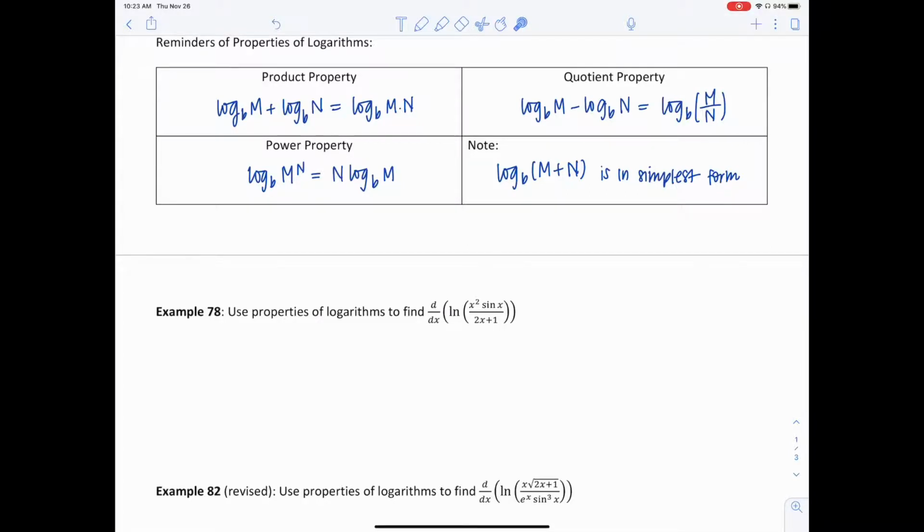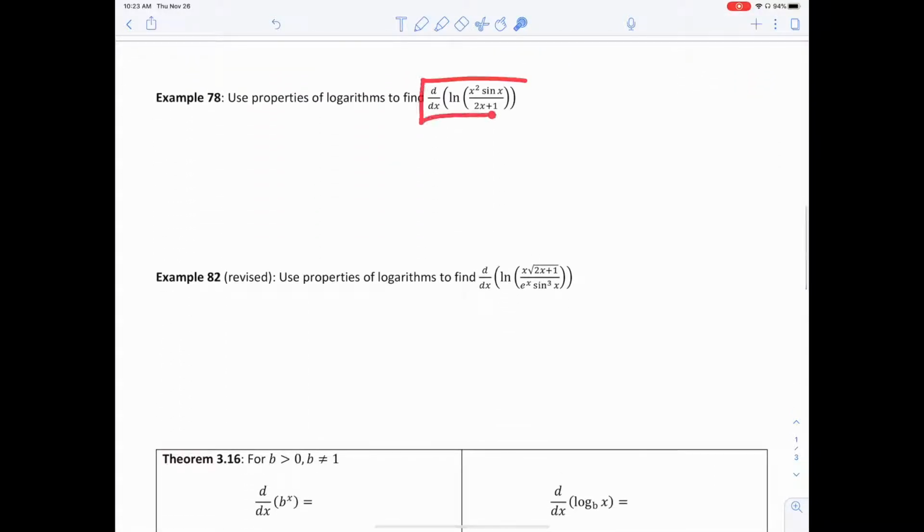Okay, so using these properties of logs, we are going to take the derivative of this natural log. What you could do is take the derivative normally, so it would be 1 over this whole thing, which is another way of saying you flip the fraction, times the derivative of this whole thing, which would be using the quotient rule. But we're going to use the properties of logs to make this a little simpler. So I'm going to first rewrite that function. I'm not taking the derivative yet.